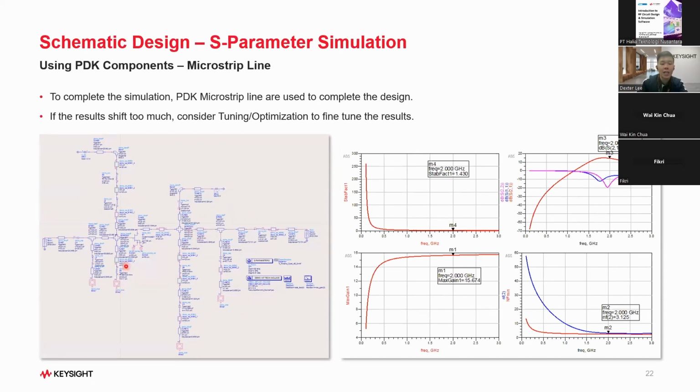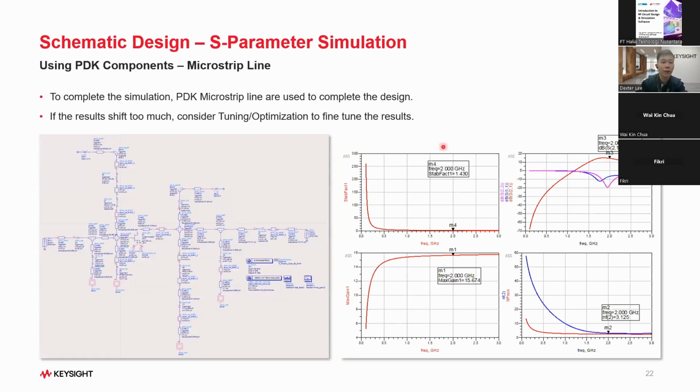And when we do an S parameter simulation at this level, sometimes the results might shift a little bit because now with microstrip lines, things are going to shift. Again, make use of tuning and optimization to fine tune your results. And so this is the finalized result that we get for our design here.